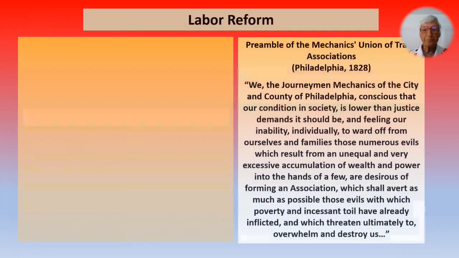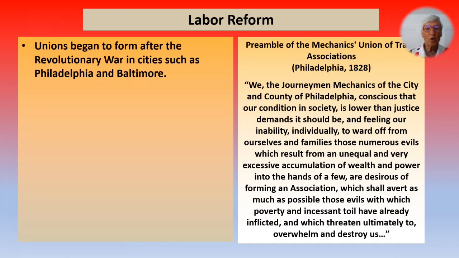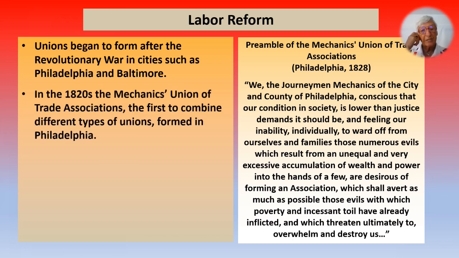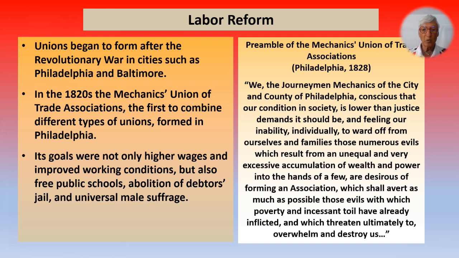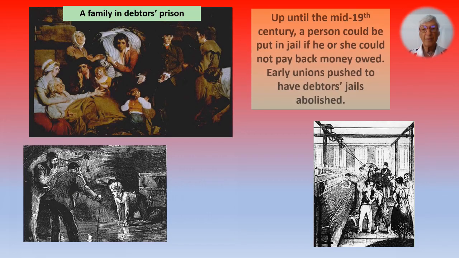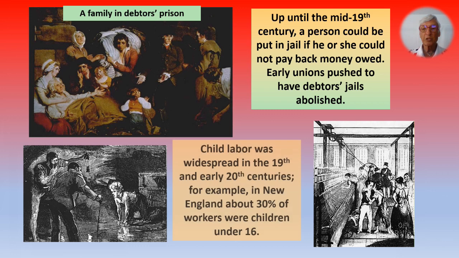A big change. Unions began to form after the Revolutionary War in cities such as Philadelphia and Baltimore. In the 1820s, the Mechanics' Union of Trade Associations, the first to combine different types of unions, formed in Philadelphia. Its goals were not only higher wages and improved working conditions, but also free public schools, abolition of debtors' jail, and universal male suffrage. The union entered politics to secure its goals. Up until the mid-19th century, a person could be put in jail if he or she could not pay back money owed. Early unions pushed to have debtors' jails abolished.